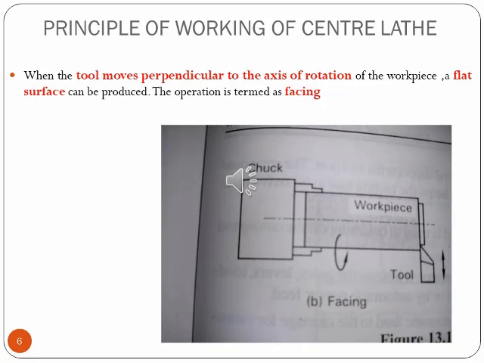So when tool moves perpendicular to the axis of rotation of the workpiece, a flat surface can be produced. When it is moving parallel to the workpiece, we get cylindrical surface. When it is moving perpendicular to the workpiece, we get a flat surface. This operation is called as facing operation. As seen in the figure below, facing operation produces flat surfaces and it is done by moving the tool perpendicular to the axis of rotation of the workpiece.